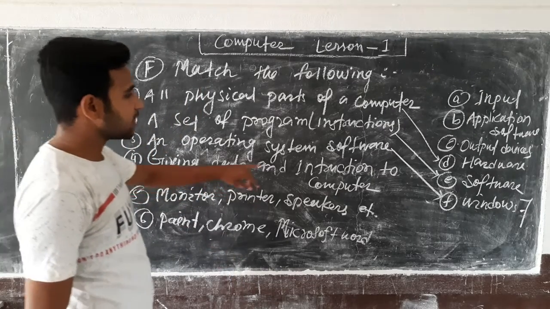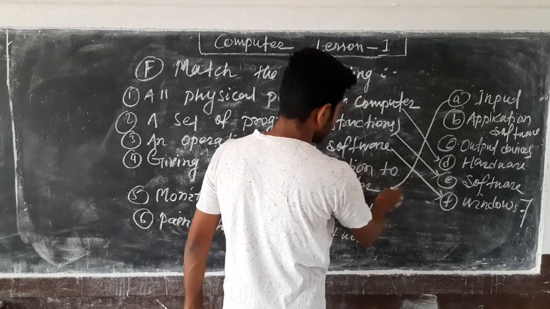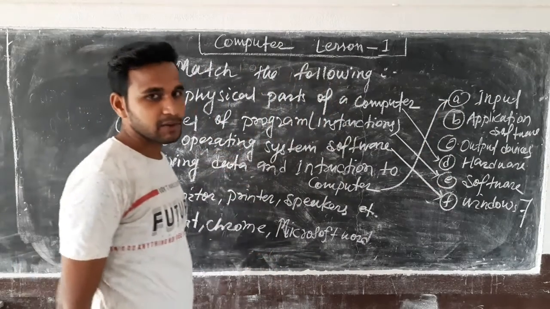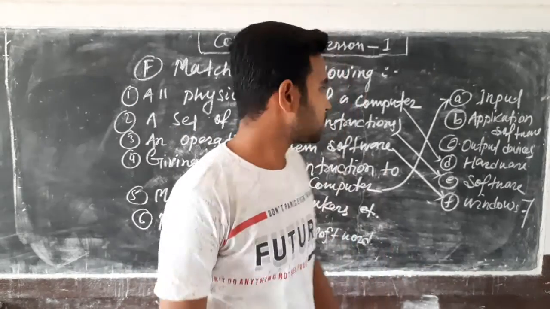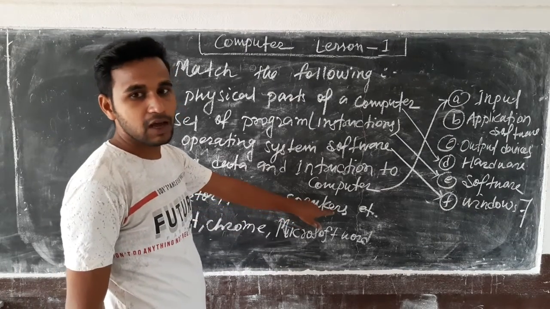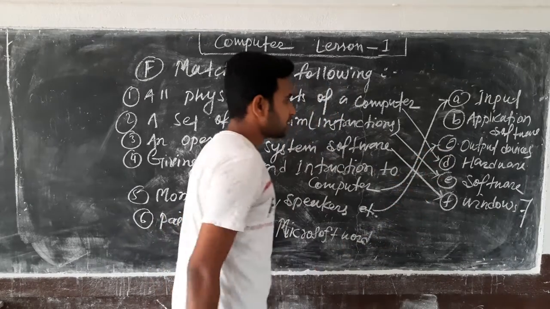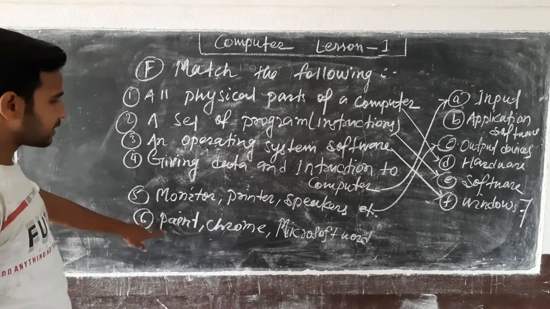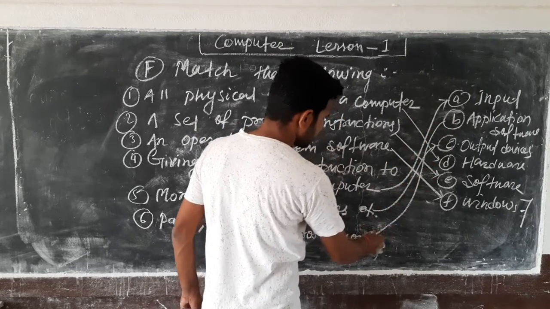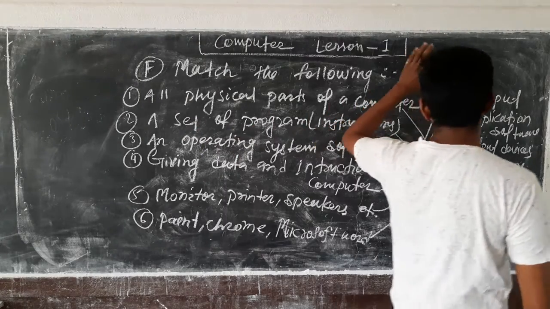Fourth, giving data and instructions to the computer. This is the input. We can give any input, data or instruction to our computer system with the help of hardware devices. So this one is called input. Monitor, printer, speaker: these are all output devices. Paint, Chrome, Microsoft Word: these are application software. So this is your match the following question.